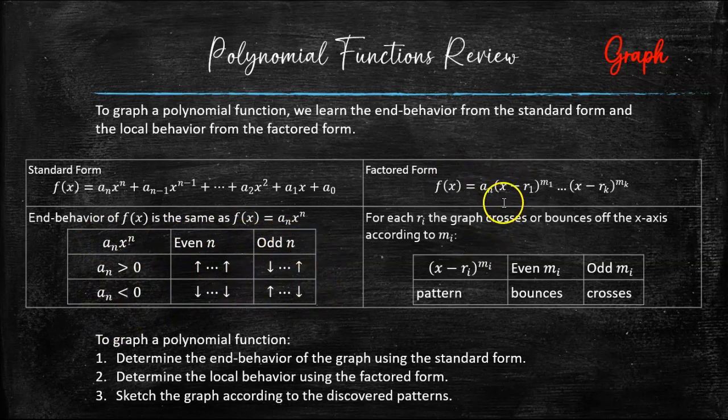Now, the local behavior around those x-intercepts we'll learn by analyzing the multiplicities. So when multiplicity is even, the graph bounces. When multiplicity is odd, the graph crosses right through it. Believe it or not, this is enough for us to sketch a very decent graph of a polynomial function following the steps. Determine the end behavior from the standard form, determine the local behavior from the factored form, and sketch the graph according to these patterns.